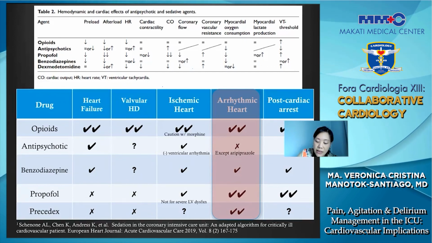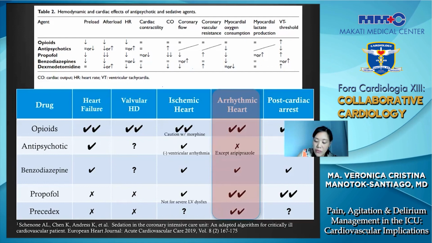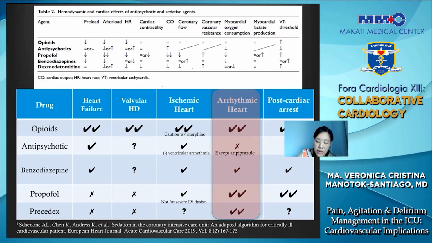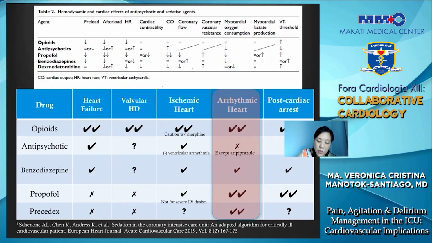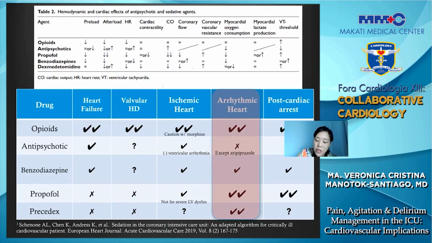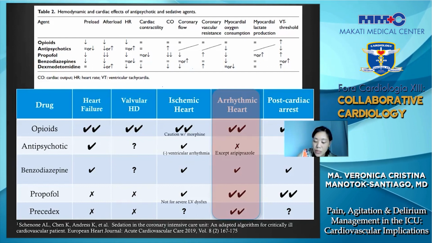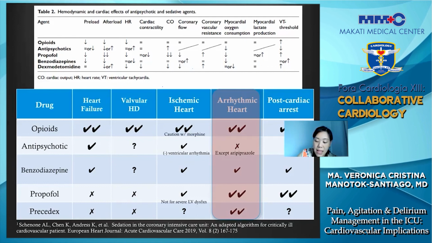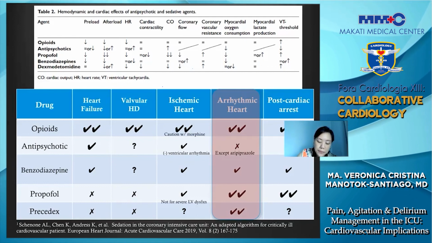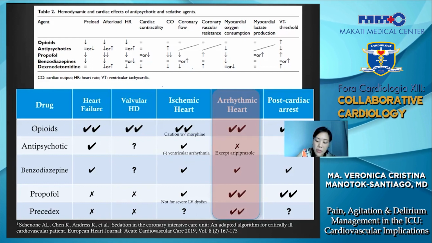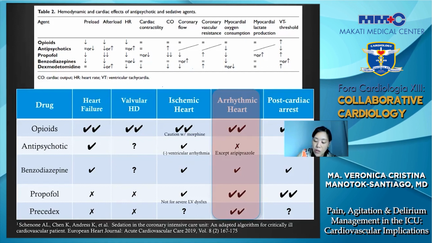Precedex increases the arrhythmogenic threshold as well for atrial and ventricular arrhythmias by enhancing the vagal output. And benzodiazepines have no direct effect on the conduction system except for just a minor decrease in the cycle length. So in summary, patients with arrhythmic hearts would benefit from deep sedation composed of adjunctive sedatives and opiates.